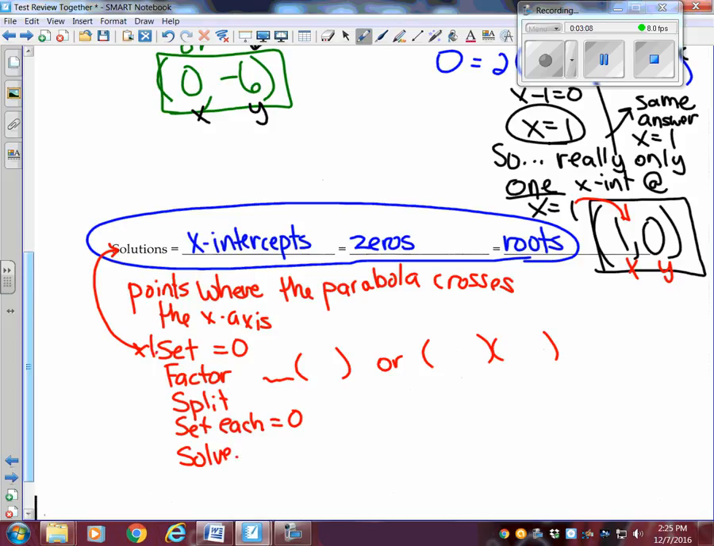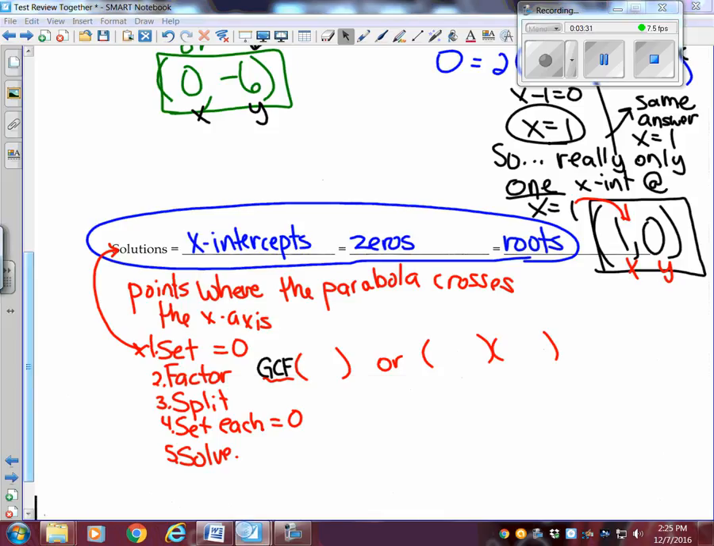and you're going to solve by finding the value for x. So this would be like the steps that you would have to do to get the answer when it says find the solutions, or find the x-intercepts, or find the zeros, or find the roots. You're going to have to go through these ideas of set it equal to 0, factor it, split, set each equal to 0, or solve. Okay. All right. That was the part of the review that we do together.